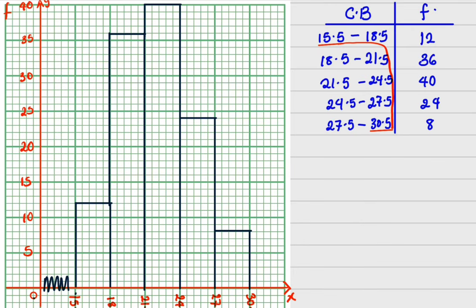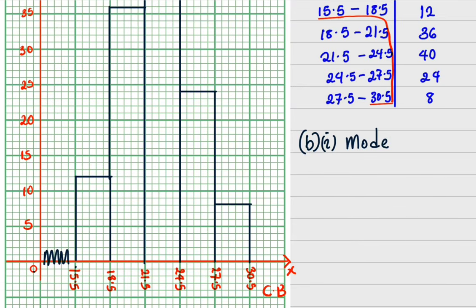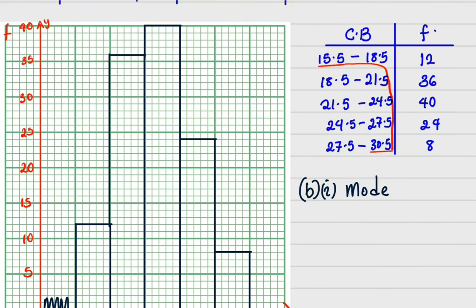Now the second question is we should estimate the mode. So we are moving now to the B part of the question. It says we should find the mode. Now, how do we get the mode? There are things that we need to know that will help us to get the mode. We get the mode from the modal bar, and the modal bar is the tallest bar. And we can see that the tallest bar here is the one between 21.5 to 24.5.